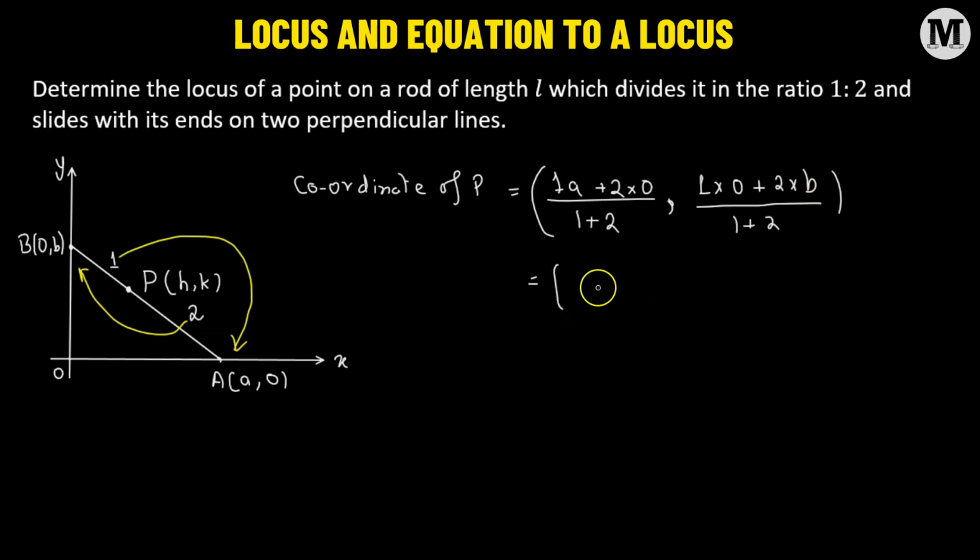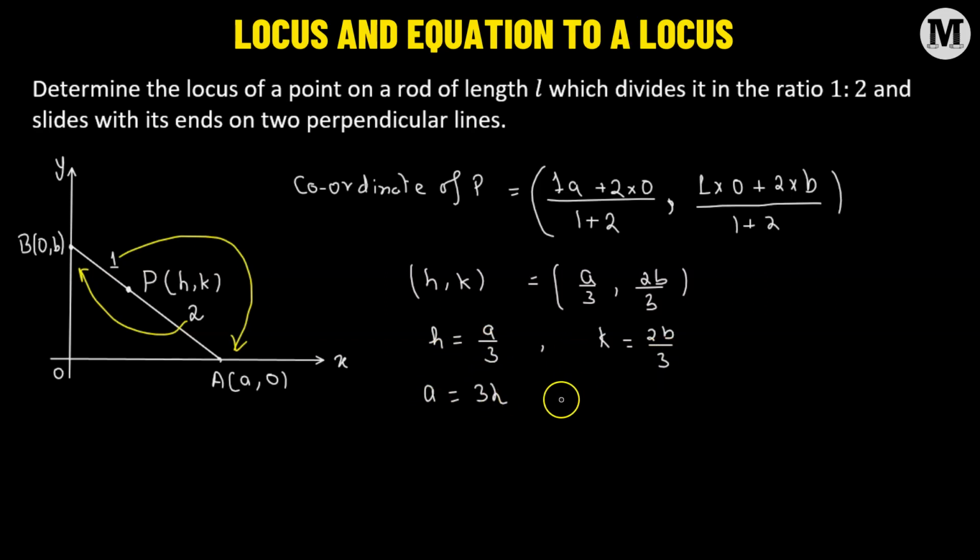So that's going to give us a over 3, comma, 2b over 3. So that's going to be the coordinate of point P, which we have assumed is (h, k). That equals (a over 3, 2b over 3). So if we equate them, we get h equals a over 3, and k comes out to be 2b over 3. Now, if we want to represent a in terms of h, we have a equals 3h, and if we want to represent b in terms of k, then b will be equal to 3k over 2.